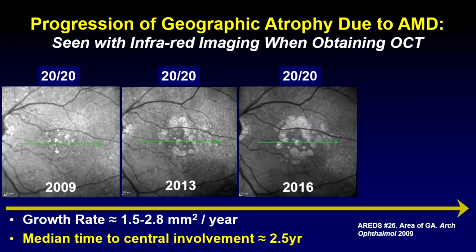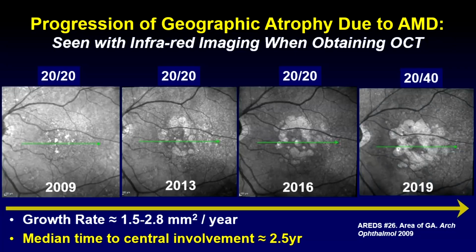Another 3 years later, 7 years after the initial presentation, the patient remains 20/20, but more geographic atrophy can be seen when we obtain an OCT and we get this infrared imaging, which is a very good way of looking at, at least as good, if not better, than having the autofluorescence or other ways of analyzing geographic atrophy.